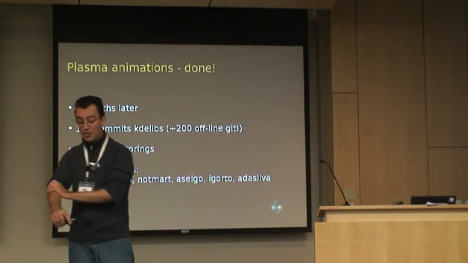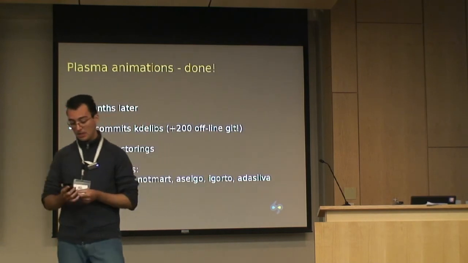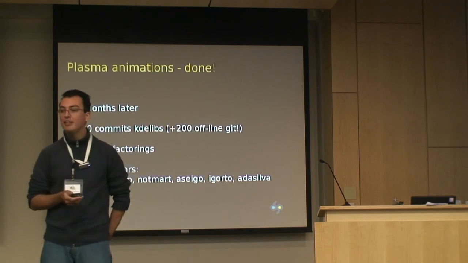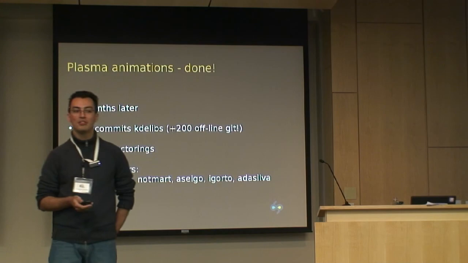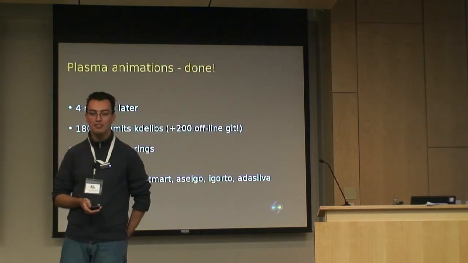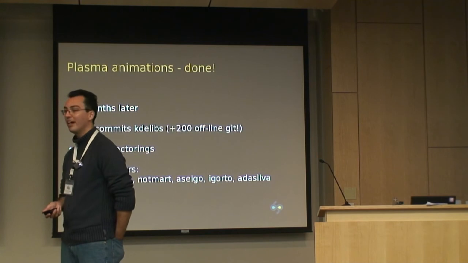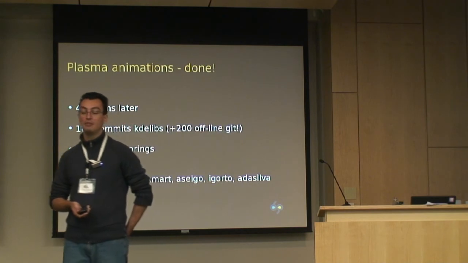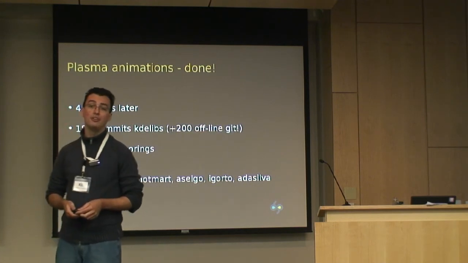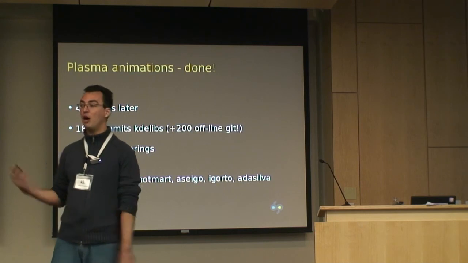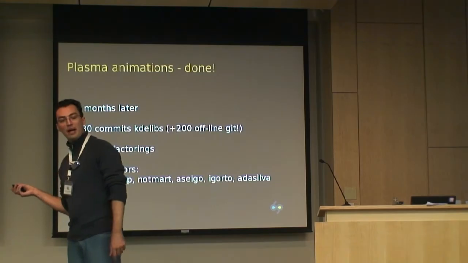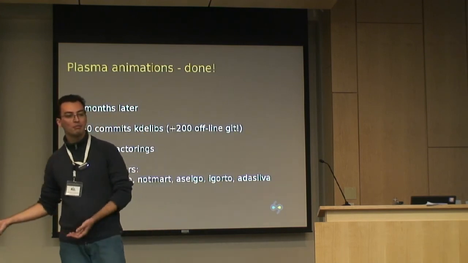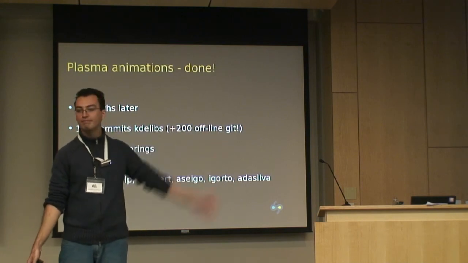Okay, so Plasma animations are, at this moment, done after four months of hard work. On kdelibs, we have 108 commits only on this set of classes, plus at least 200 other offline commits in local Git repositories. Which, by the way, would be just great if KDE ever decides to move to Git, because all those 200 commits done by me and my friend Igor represent the history of the code, but they are lost because they are only available on my computer.